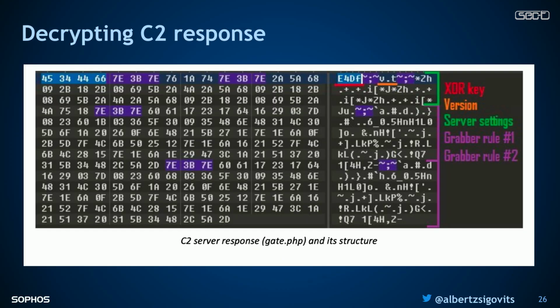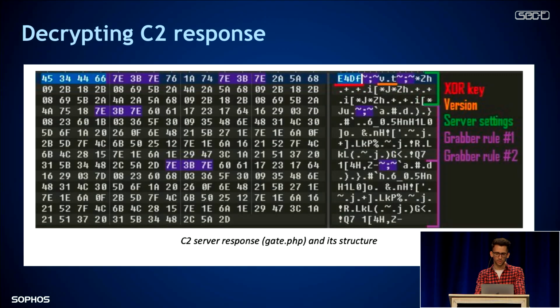Just to dig further down and understand the C2 response a bit more, again, the first 4 bytes are the XOR key. Then there's a 3-byte separator, which is followed by a 3-byte version number. And after that is just server settings. Obviously, there will be some grabber rules, which I will detail in just about a minute.